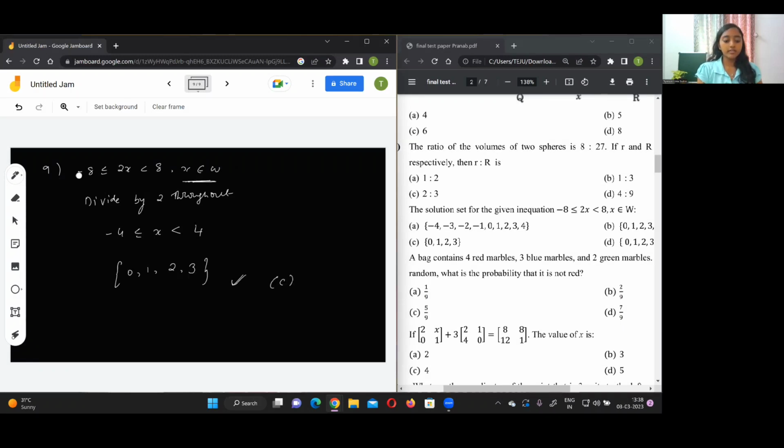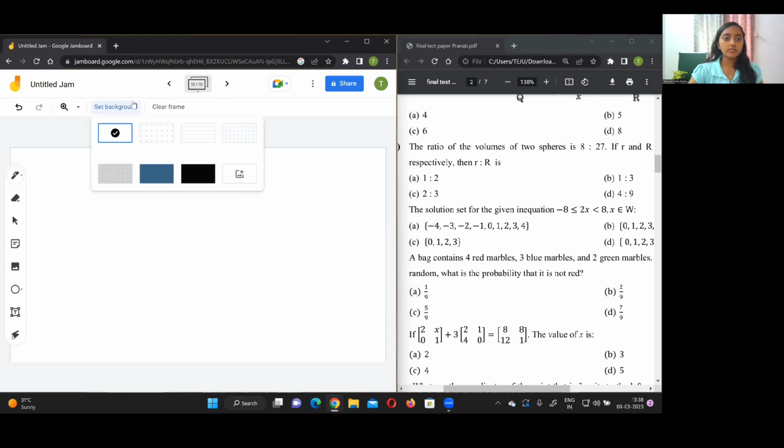I hope all of you get this right. In the long answer type question, a similar question can be asked and they can ask you to represent it on the number line. So you should know how to do this, okay? Let's go on to the next question, which is question 10.